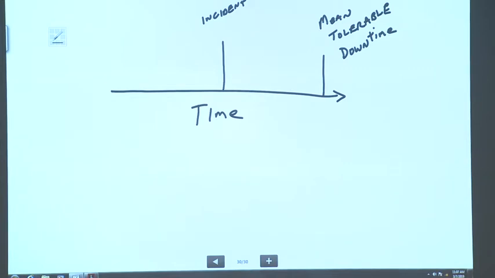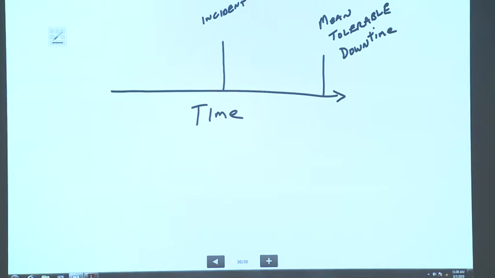Mean tolerable downtime says that after we've had our incident, whether this be a disruption to the company or a disaster, this is how long we can last with the money we have in the bank and the good name that we have, our reputation. Our creditors are fronting us some money, but there will be a moment in time when all of that goes away. We're out of business, and that's what my mean tolerable downtime is. We want to be back up and running before that happens.